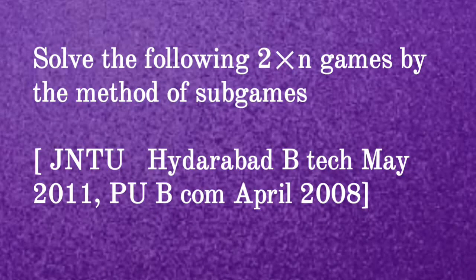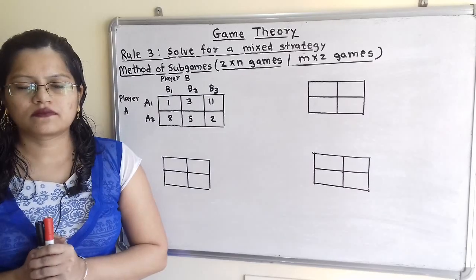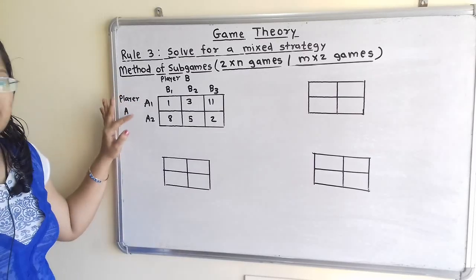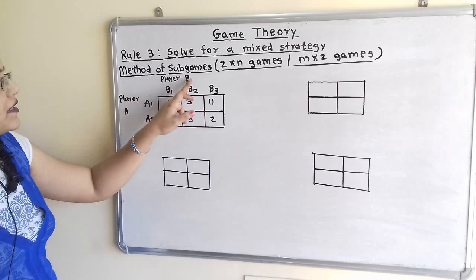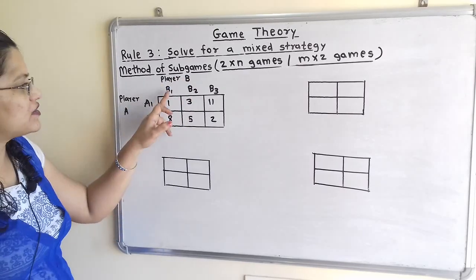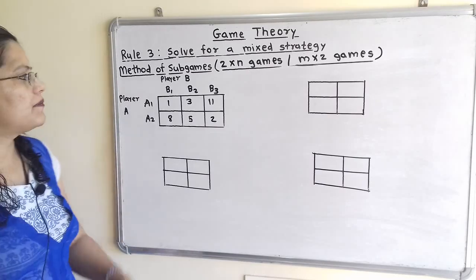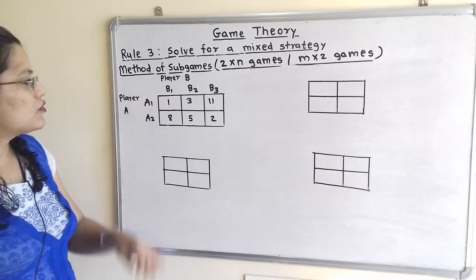We will read the second question. Solve the following 2 by n game by the method of subgames. This question was asked JNTU Hyderabad B May 2011, PU BCom April 2008. This is the given matrix where player A is having two strategies A1 and A2 and player B is having three strategies B1, B2, B3. Now we will solve this question by method of subgames. So this is the question.